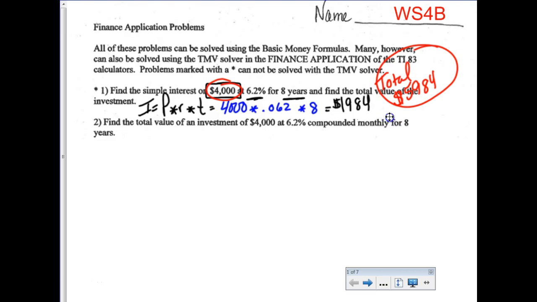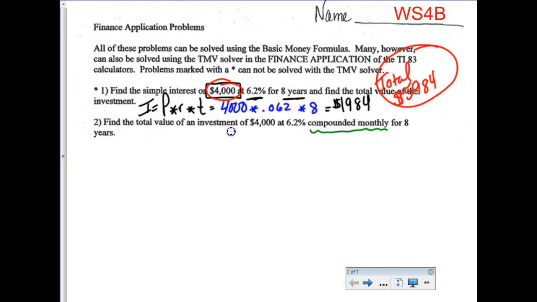We're going to compare the answers to numbers 1, 2, and 3, and we're going to make a mental note, if not physical, about the difference in the compoundings. So number 2, it says find the total value of your investment. So same information, 4,000, 6.2%, but this time you're going to compound monthly for 8 years. So instead of just collecting simple interest one time a year, compounding monthly.